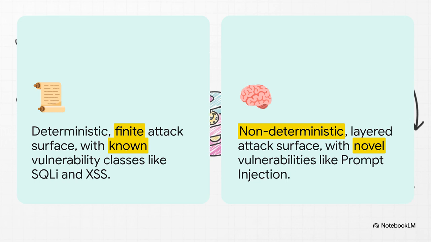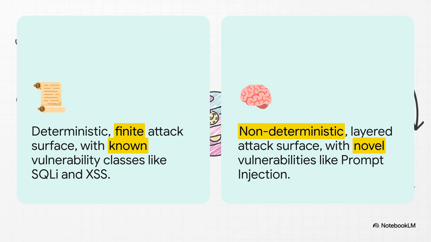Okay, let's put this side by side. Think about a traditional web app pen test. It's deterministic, right? You send a specific input, you expect a specific output. The attack surface is a finite list of endpoints. And we know the vulnerability classes: SQL injection, cross-site scripting, we've seen them a million times. The methodologies are mature. Now look at AI systems.